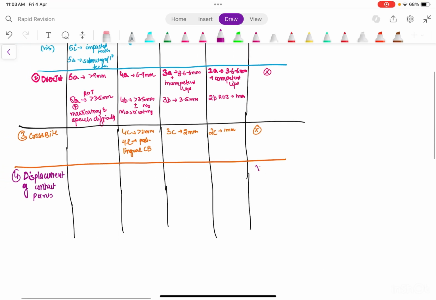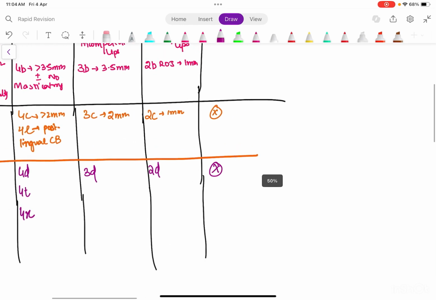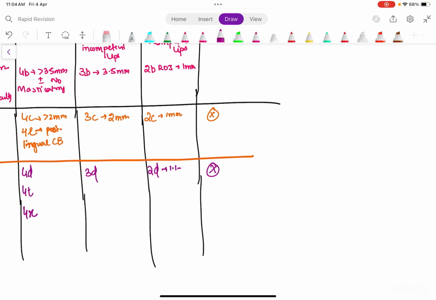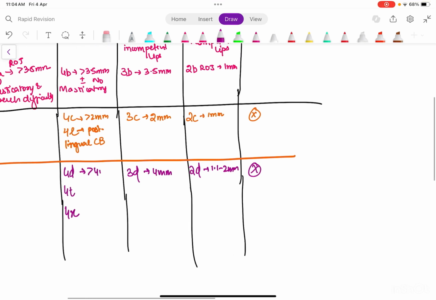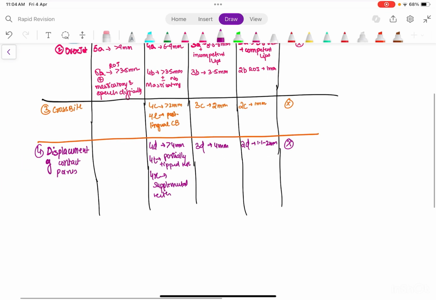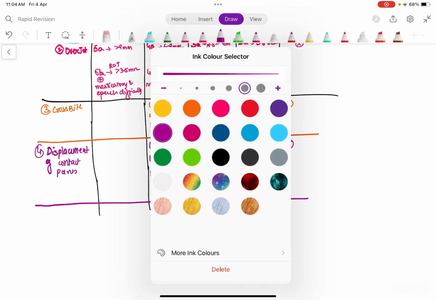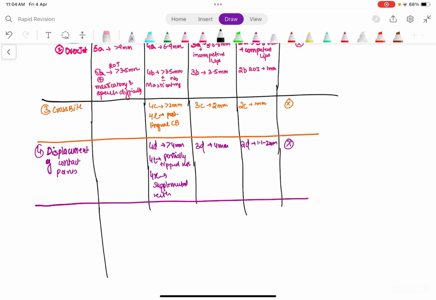Now in this you have first 1, then 2D, 3D, 4D, then 4T, and then 4X. So 2D is 1.1 to 2 mm, 3D is 2.1 to 4 mm displacement, 4D is more than 4 mm, T is partially tipped teeth, and X is supplemental teeth. Okay, then last, I hope you are with me and it's not difficult anymore.